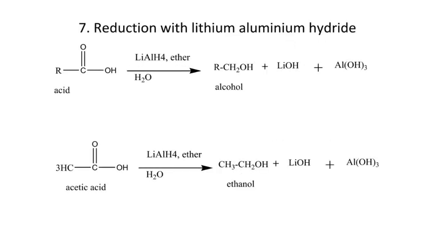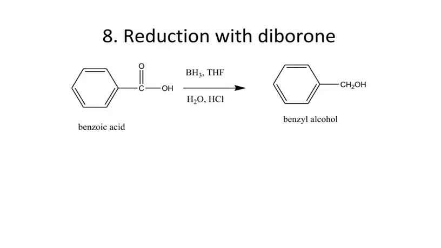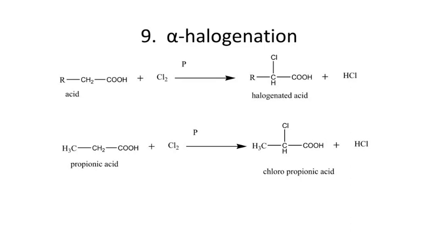Now, reduction with lithium aluminum hydride. If you have acid, it reduces in the presence of lithium aluminum hydride, you will get the alcohol after reduction. Reduction with diborane. You can see the BF3, THF, tetrahydrofuran, water, HCl, benzoic acid converted into benzyl alcohol. Now, last reaction of acid, alpha halogenation. You can see the alpha position, the hydrogen which is near to the functional group, is replaced by chlorine in this reaction. So this is the alpha halogenation reaction. So propionic acid gives chloropropanoic acid.